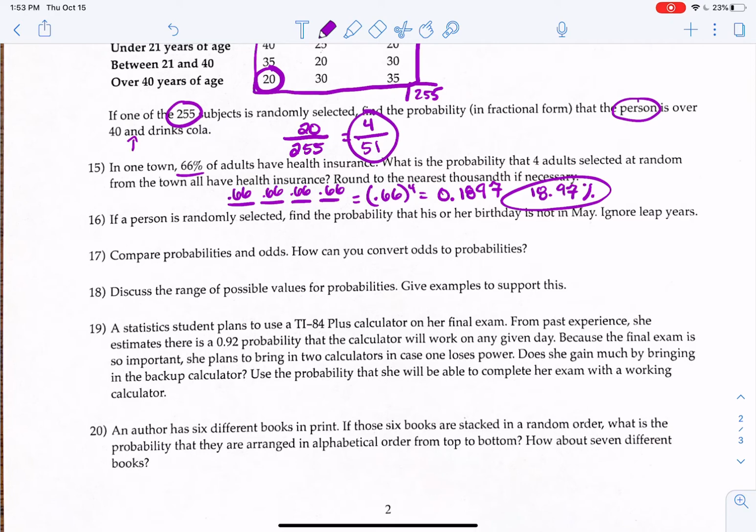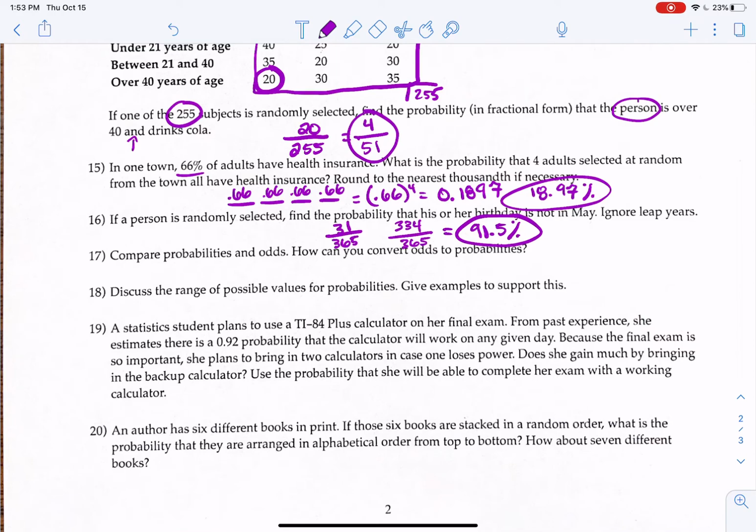Number 16. If a person is randomly selected, find the probability that his or her birthday is not in May. The chances of being in May are 31 out of 365 because there are 31 days in May. So not May would be the opposite of that: 365 minus 31 is 334, so 334 out of 365, which is about 91.5%. So there's a 91.5% chance that the person I choose does not have a birthday in May.